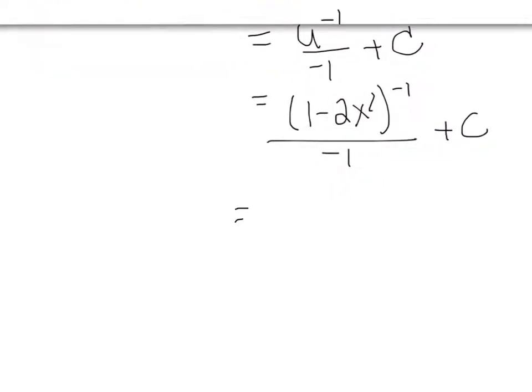So this negative 1 here, I can use this negative as a coefficient of the whole fraction, and that's our answer.